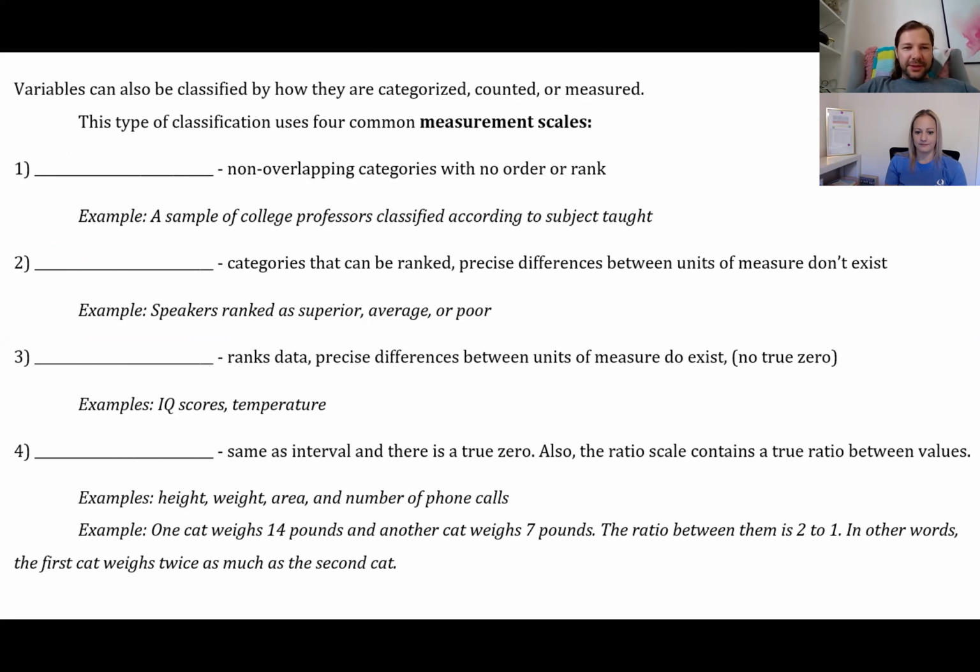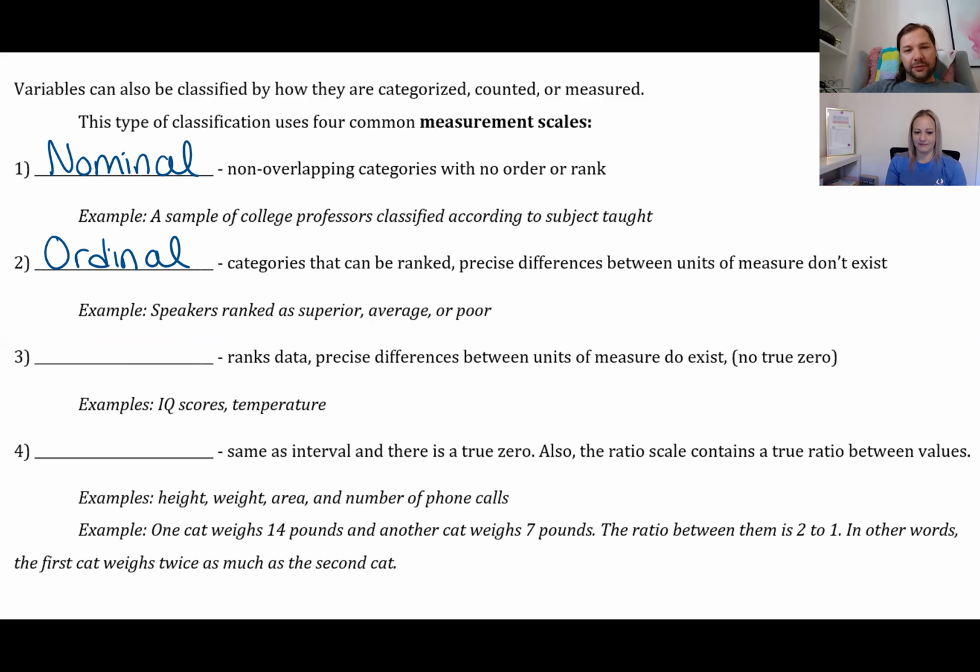Okay, so variables can be classified by how they are categorized, counted, or measured. This type of classification uses 4 common measurement scales. So we have the nominal scale. That's where we have non-overlapping categories with no order or rank. You can think of this as like majors. You can't really say history is better than English or English is better than math, although I think we all know that mathematics is superior to all the other majors. It's a joke, people.